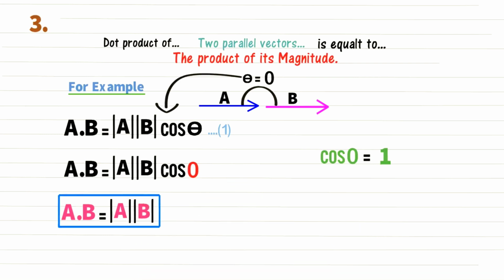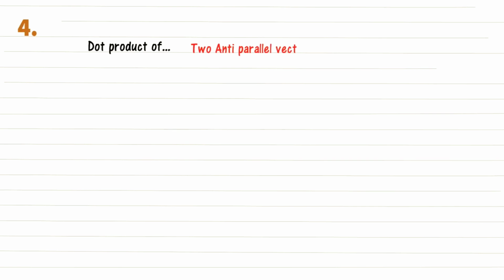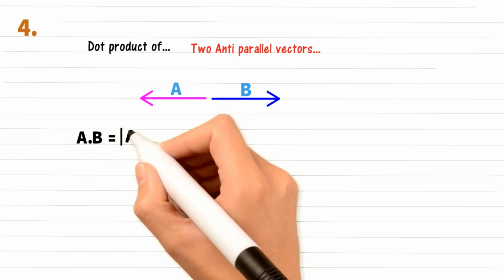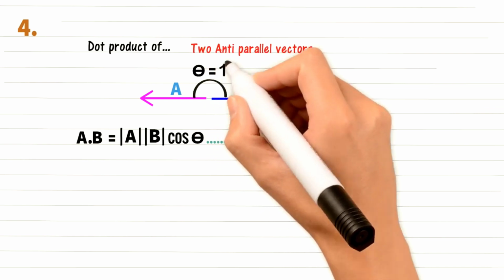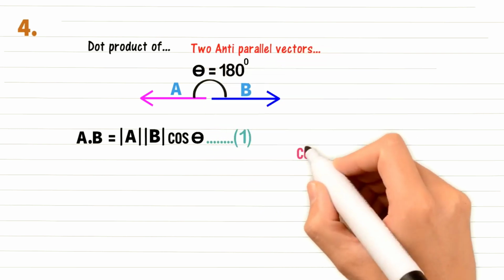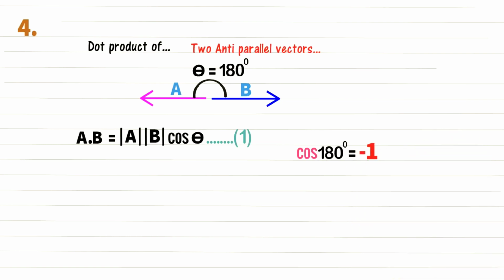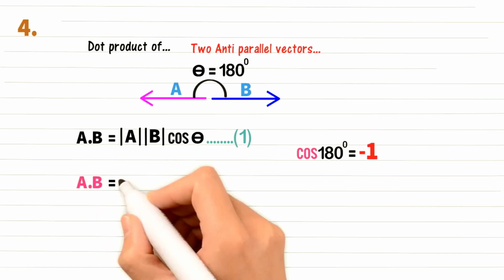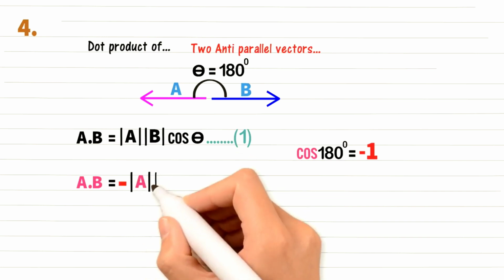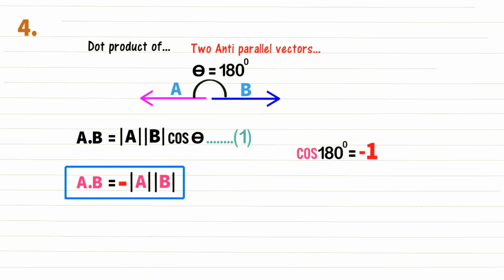So I will get the dot product of A and B is equal to the magnitude of A vector multiplied by the magnitude of B vector. Now what about the dot product of two anti-parallel vectors? Here again I will consider two vectors A and B, and the dot product of A and B is equal to AB cos theta. Now the angle between two anti-parallel vectors is equal to 180 degrees and cos 180 degrees is equal to -1. So equation number 1 becomes: the dot product of A and B is equal to minus the magnitude of A vector multiplied by the magnitude of B vector.